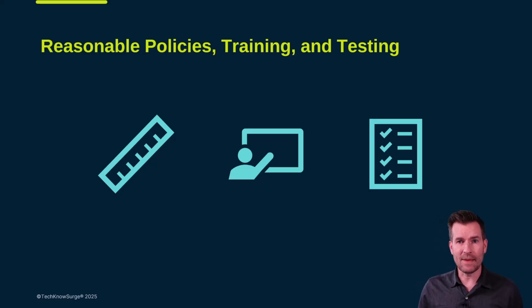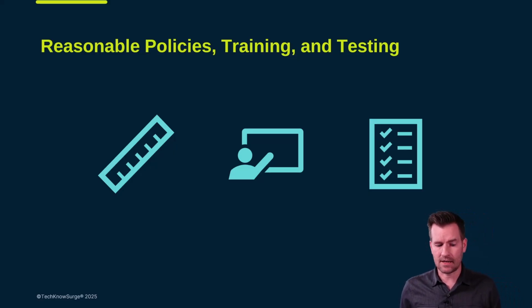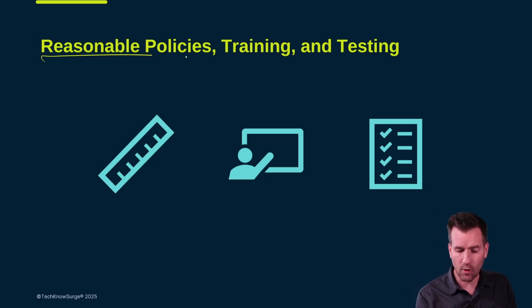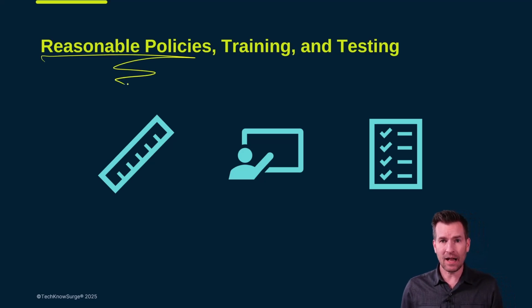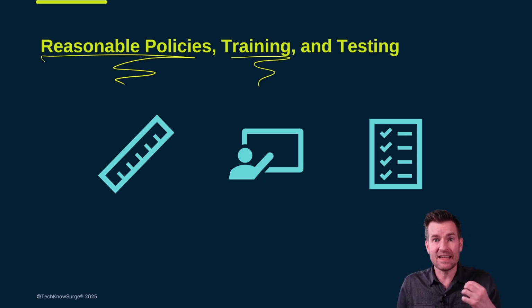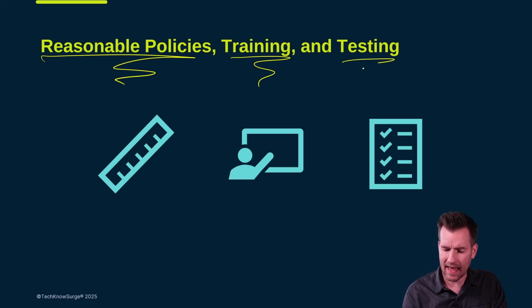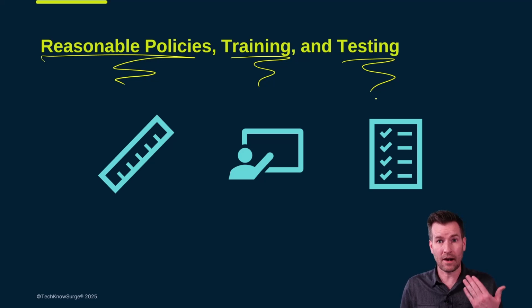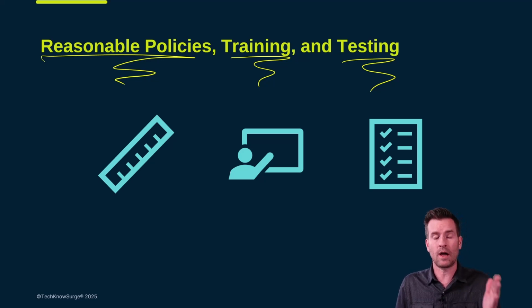So our job as system administrators and security professionals is to set reasonable policies that people can follow, and then train them on what they need to follow, but also why they need to follow it. What are the downsides if they don't follow those reasonable policies? And then do a ton of testing to make sure that people are actually following through with what you're training them to do.